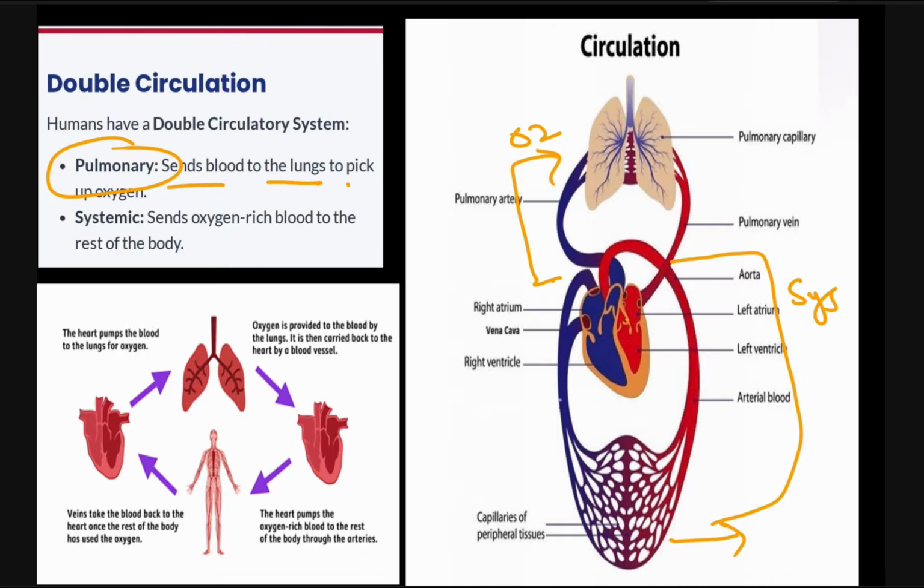So here you can also understand what's going on. From the heart, blood pumps to the lungs for oxygen, and oxygen is provided to the blood by the lungs, and it is then carried back to the heart by blood vessels, and from the heart it goes to the rest of the body. The oxygen rich blood goes to the rest of the body through arteries.